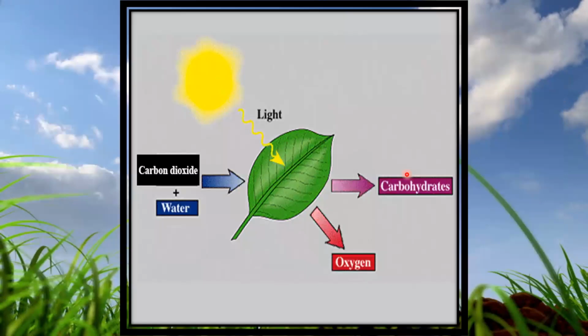You can see here, the leaf is green in color because there is chlorophyll present in the leaf. With the help of the sunlight, carbon dioxide from the air, and water, leaf makes the food. Carbohydrates is the food made by the leaf, and oxygen is released in this process when the leaf makes the food.